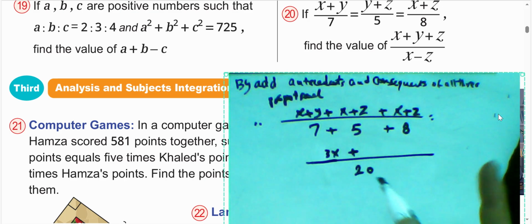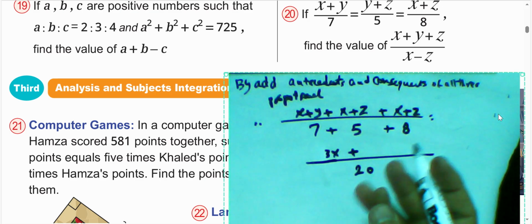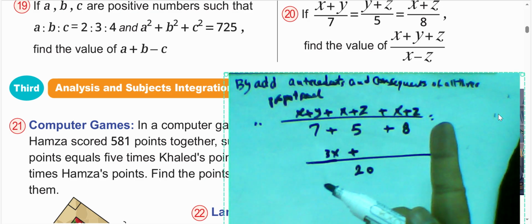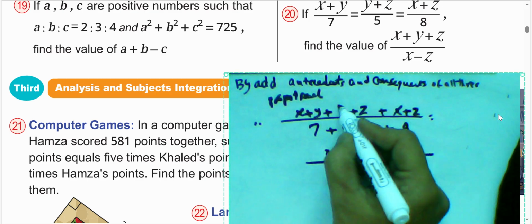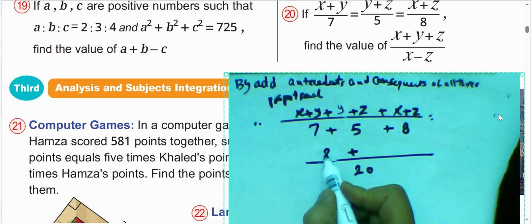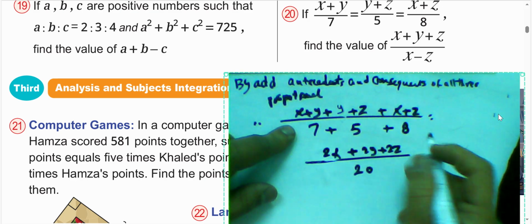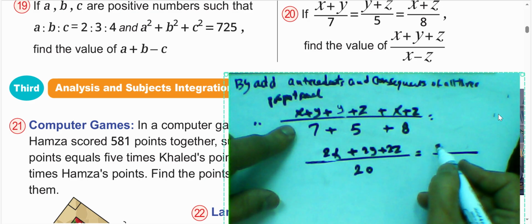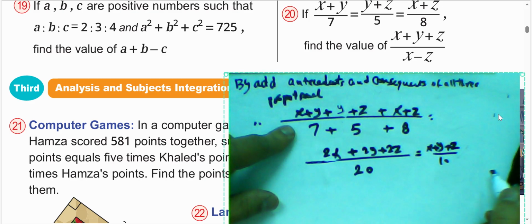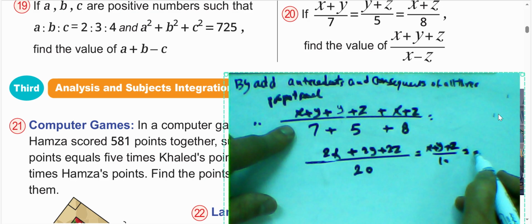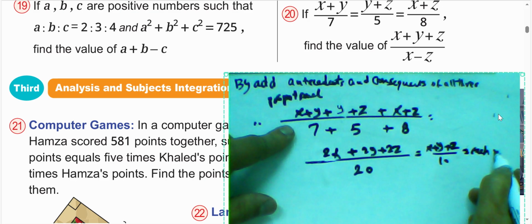x plus y plus z. Okay, we want x plus y plus z. We have x. Is this y? Sorry, this y. Then we have 2x and 2y and 2z. We can simplify by dividing numerator and denominator by 2. Then we have x plus y plus z over 10. The answer here will be equal to each of the ratios.